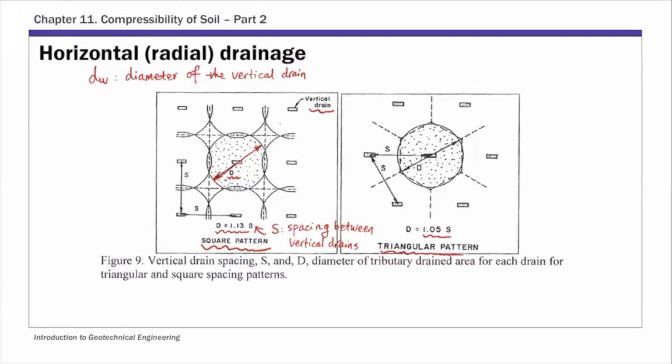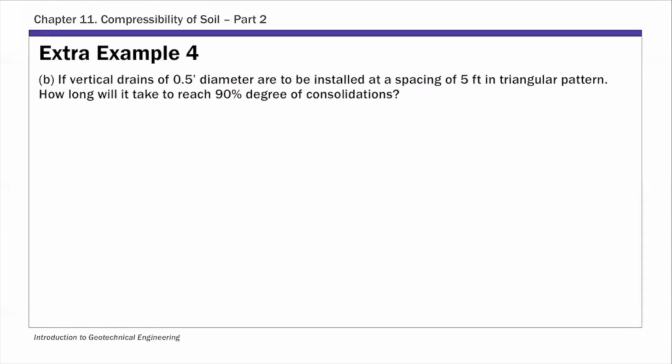So let's recalculate that time t if you have radial drains. For this extra example, we're going to actually install vertical drains to provide that radial drainage, 0.5 feet diameter. So this is a small dw. With the spacing S of 5 feet, in a triangular pattern. And now let's calculate that small t.